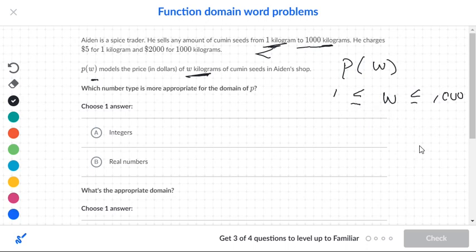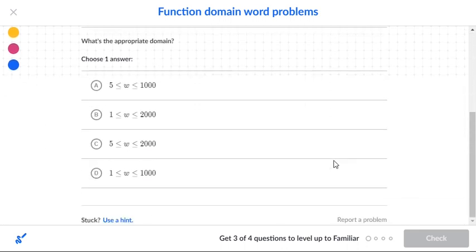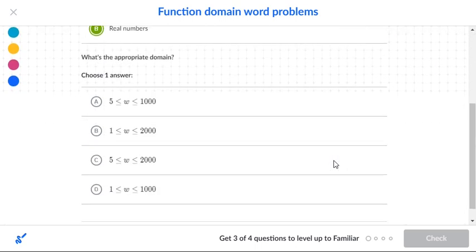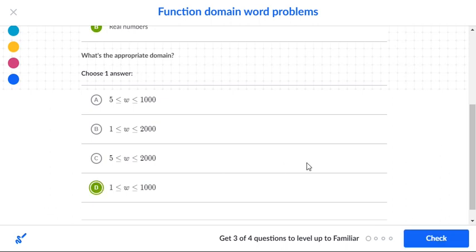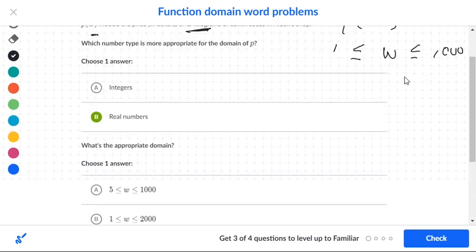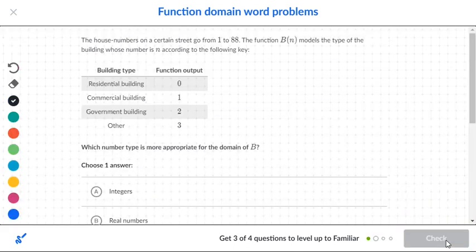First off, let's talk about the weight. These numbers here can also be decimals. If you have no decimals, that's going to be integers. But if you have decimals or possible fractions, then they're going to be considered real numbers. So our domain can contain real numbers because of the fractions and decimals. Now we look at the choices here, and again we want to go from 1 to 1,000, and that would be letter D. So letter D would match up with what I put there. So let's check the answer. Okay, let's go to the next question.